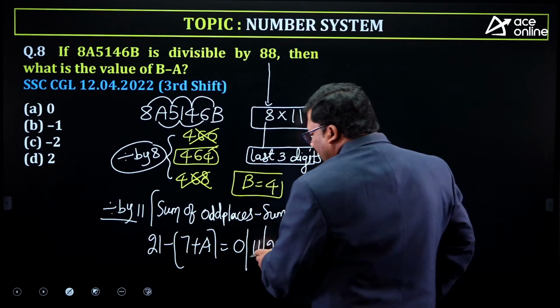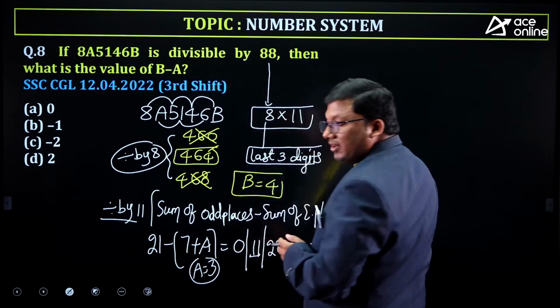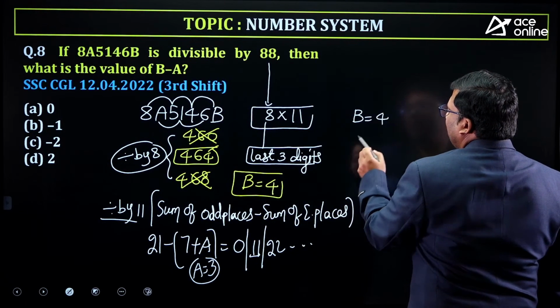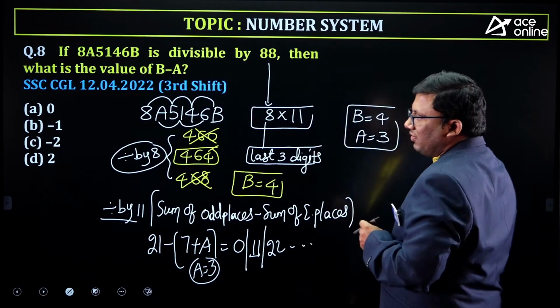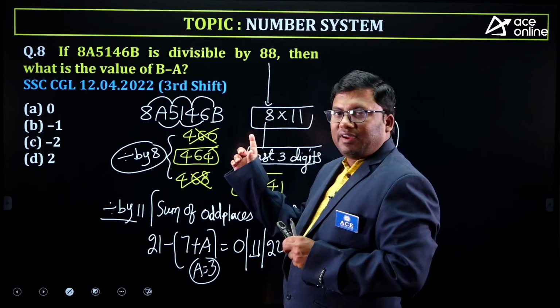For it to be divisible by 11, the A value can be 3. 21 minus 10 is 11. That means the B value is 4 and the A value is 3. I hope the idea is very, very clear.